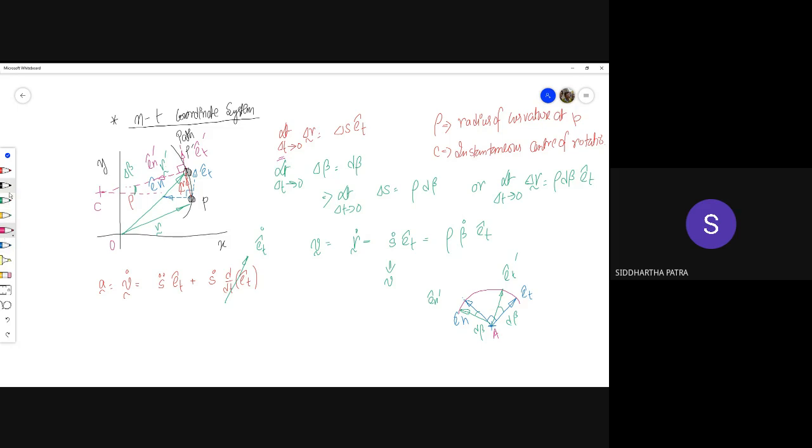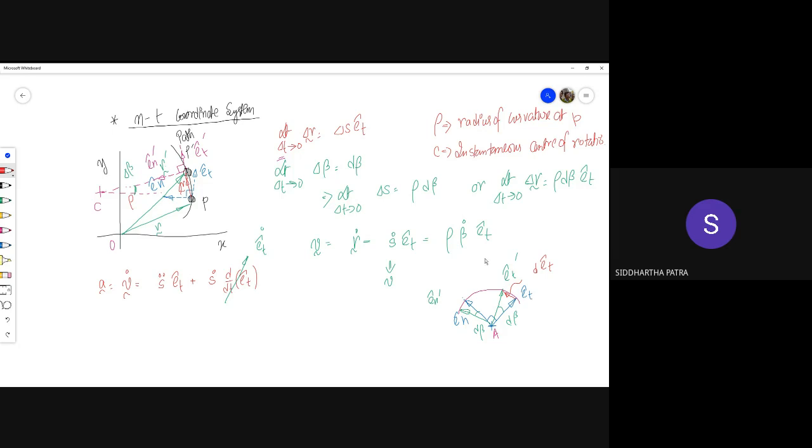Now this vector right here, this small vector, is actually d et, the differential change in the unit vector. Of course, with a unit vector there is no change in magnitude. So the differential changes are actually, what you will learn, happening normal to the vector itself.